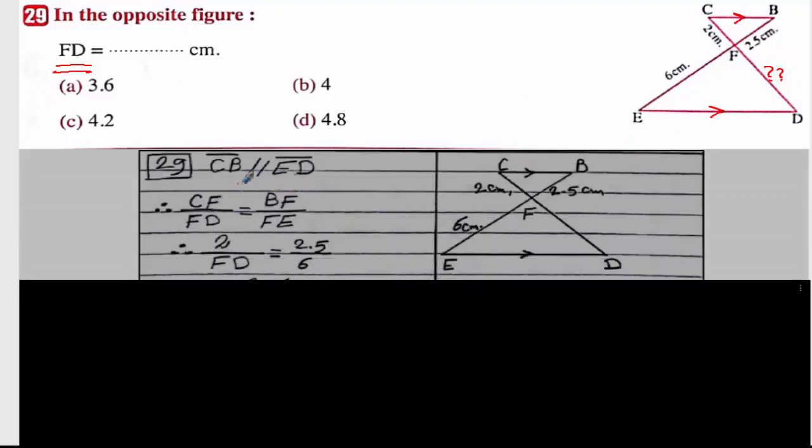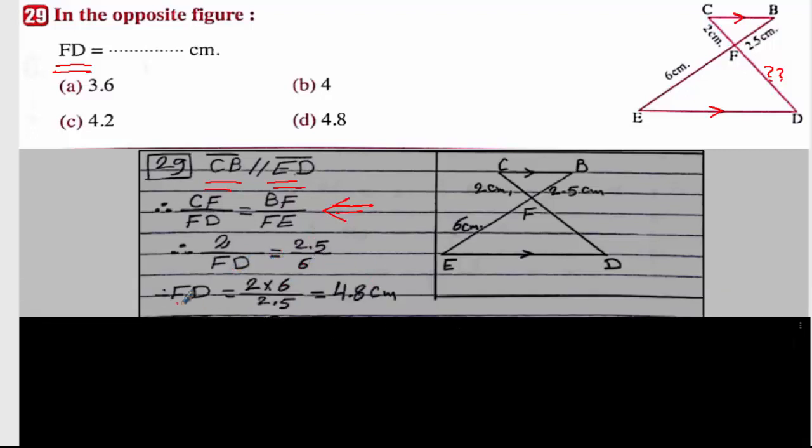So we'll start from the beginning. We have CB is parallel to ED. What do you deduce? We deduce that CF over FD equals BF over FE, and we write it here. And we substitute CF equals 2 and FD is unknown, equals 2.5 over 6, cross multiplication. We get FD equals 2 multiply 6 over 2.5, which equals 4.8 centimeters, and you choose letter D.